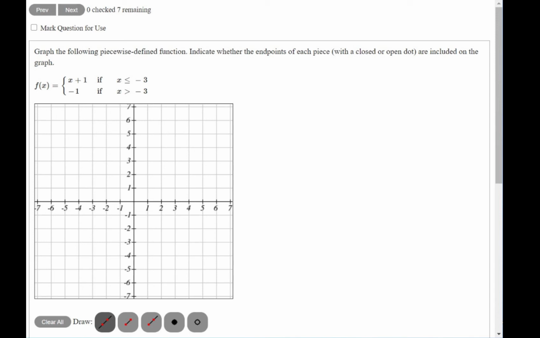Graph the following piecewise defined function. Indicate whether the endpoints of each piece with a closed or open dot are included on the graph. So you should be comfortable at this point graphing functions, lines, and constant functions at least on restricted domains. Because if you are, then graphing a piecewise function is no big deal.